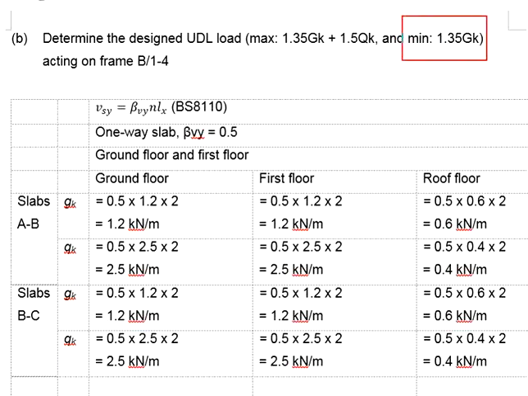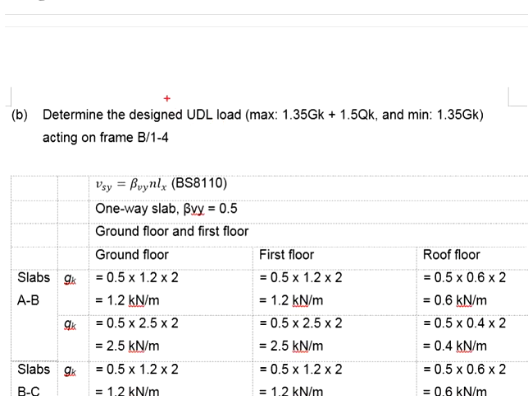Whereas for the minimum loads, you will have only GKs without QK. That means that particular part of the building is totally vacant. The GK will always be there. As long as the building is in service, those loads shall be permanent. With that said, now we will need to determine the UDL for the frame B1 to 4.